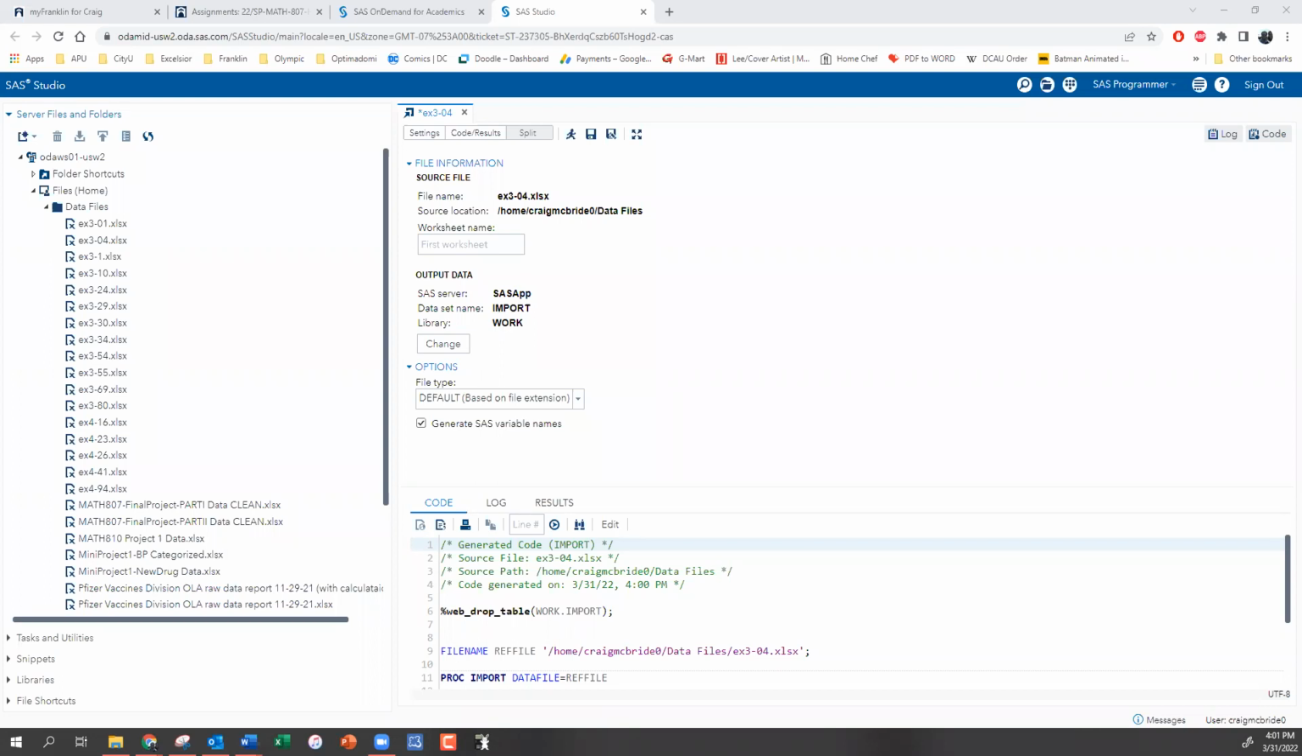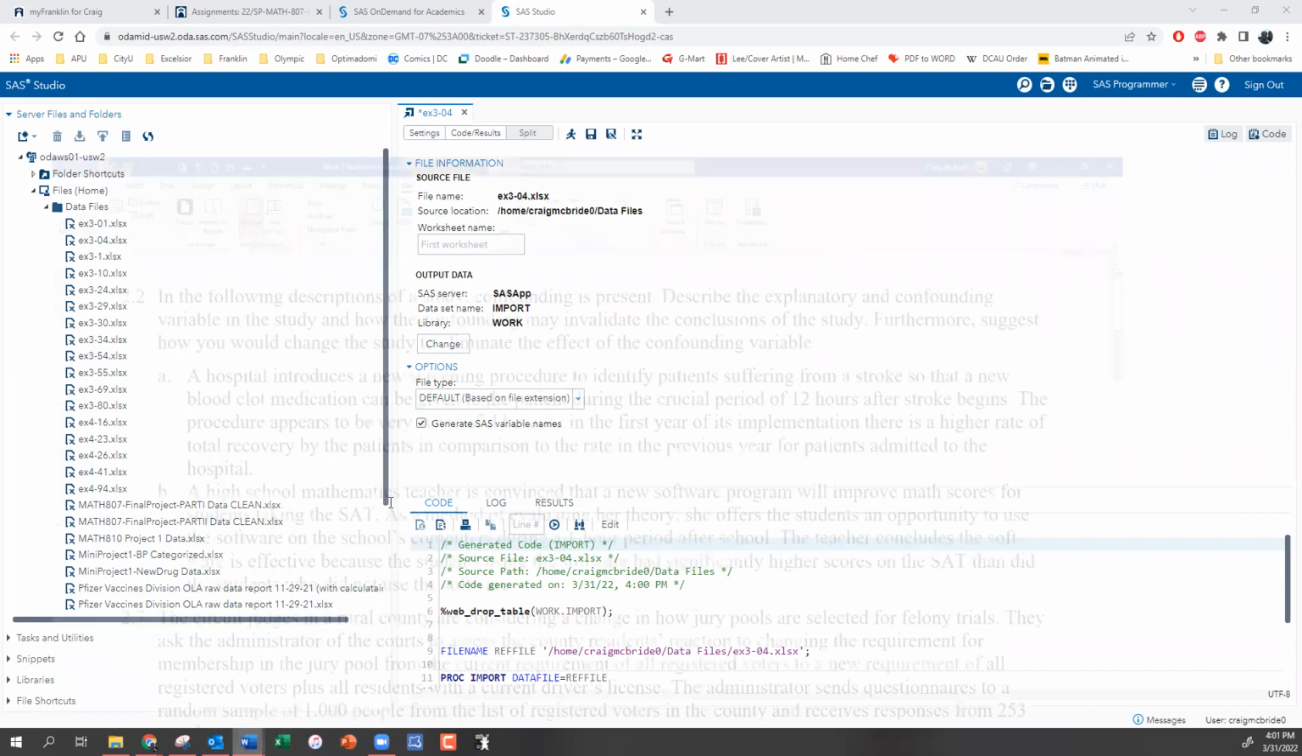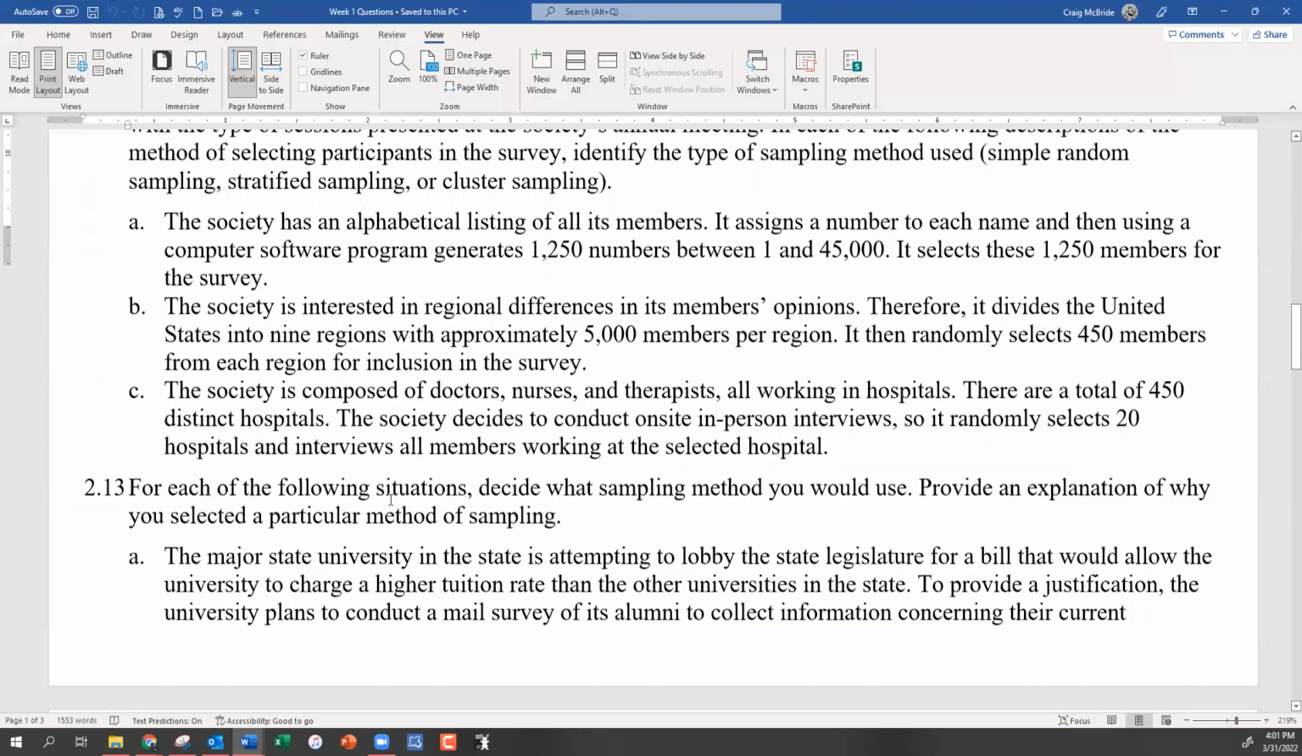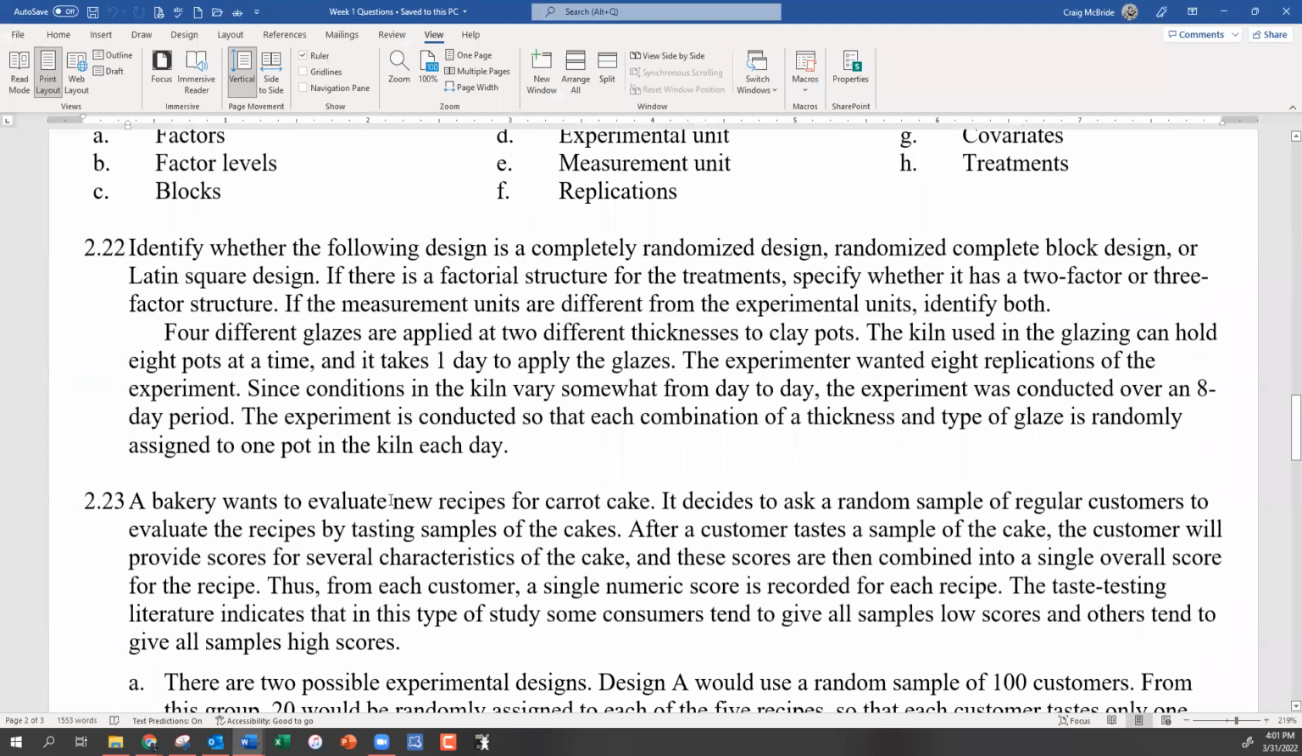Dr. McBride, this is Adela. I have a question for number 22. Absolutely. Fantastic way to start. I have been a little bit stumped applying the definitions for the randomized complete block design and Latin square design to this problem. I just want to make sure that I'm understanding the main difference between both of them.